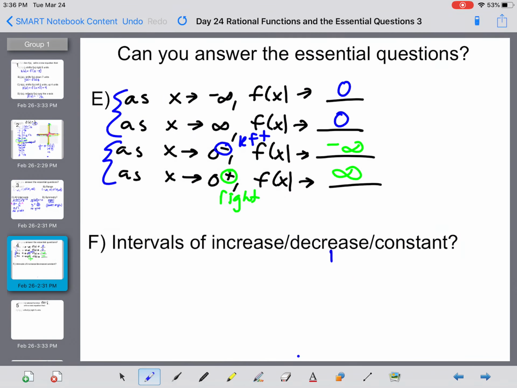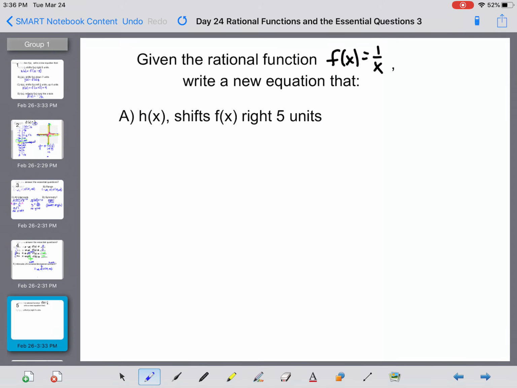So intervals of decrease here, we would say from negative infinity to 0, union from 0 to infinity. As far as increase and constant go, there are none for this particular function.